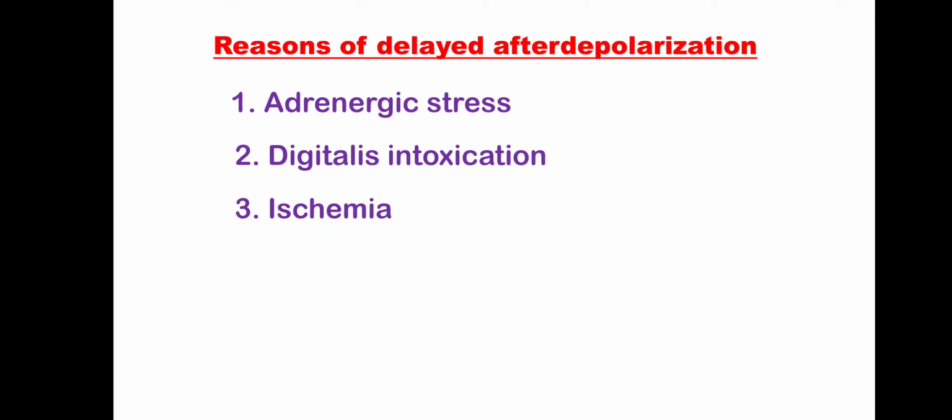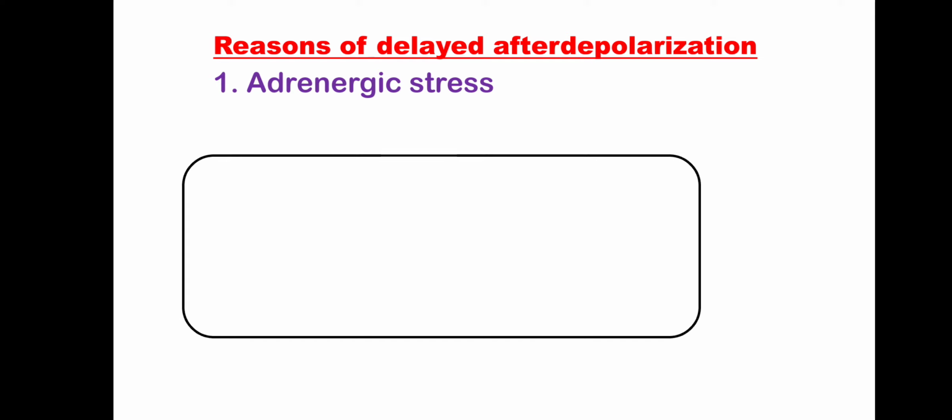So first of all, coming to adrenergic stress. Adrenergic stress means when in your body a large amount of adrenaline and noradrenaline are being released, or when your body is overdriven with the sympathetic nervous system, and obviously under this condition the heart is also under adrenergic stress.